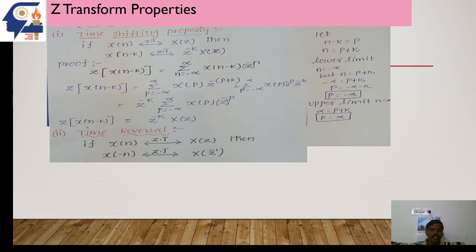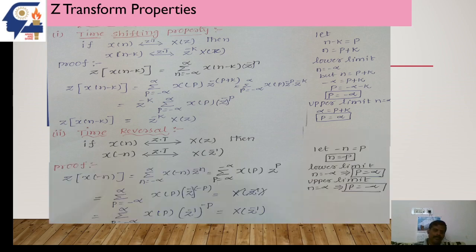Next property, time reversal. If the Z transform of x of n is X of z, then what is the Z transform of small x of minus n? We will see the proof. All steps are the same, similar to the DTFT. Z transform of the given signal is summation n equal to minus infinity to plus infinity, given signal times z power minus n. I am going to assume minus n equal to p. From this, sending the minus to the right side, n equal to minus p. Now, in this equation, the lower limit is minus infinity and the upper limit is plus infinity. When n equals minus infinity, p will become plus infinity. When n equals plus infinity, p will become minus infinity.